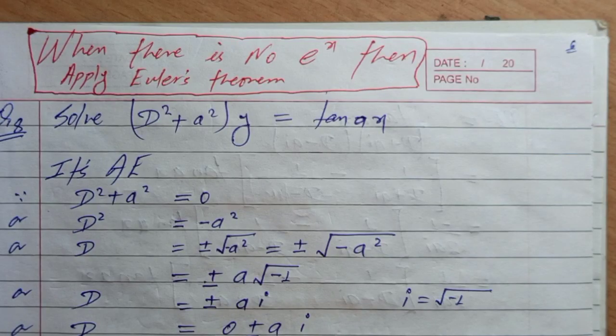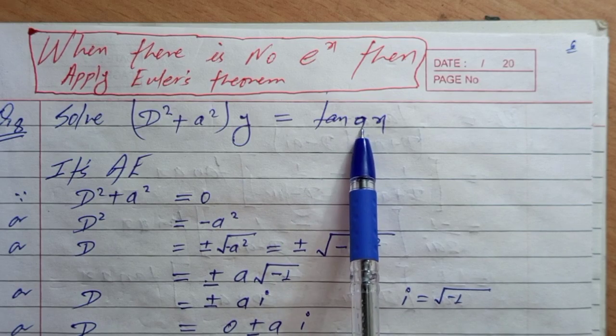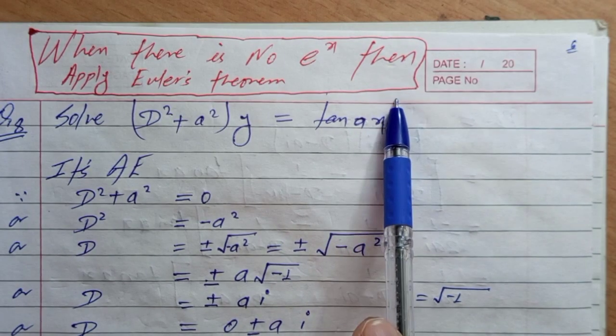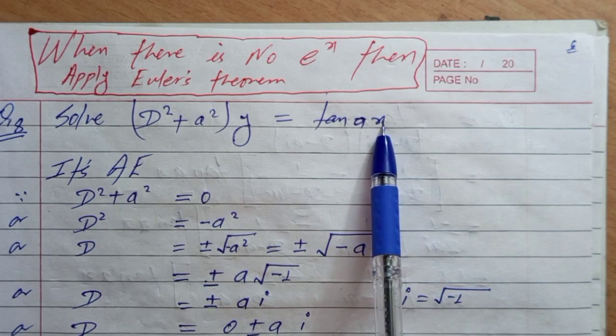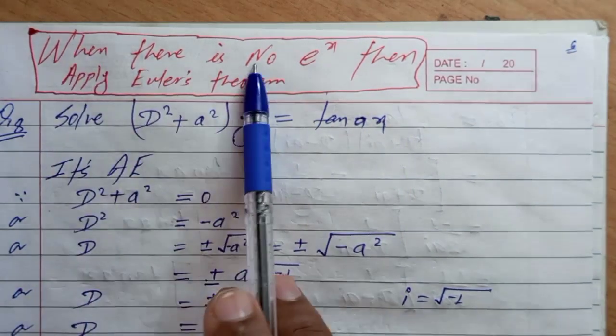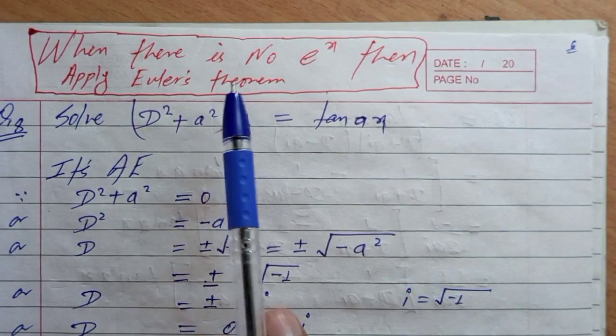Hello friends, we got our question number 8 and this is different from the other one. It is different in the sense that previously we were getting a function in terms of e to the power x, but here it is a function of x only, not e to the power x. When there is no e to the power x, then we will apply Euler theorem.